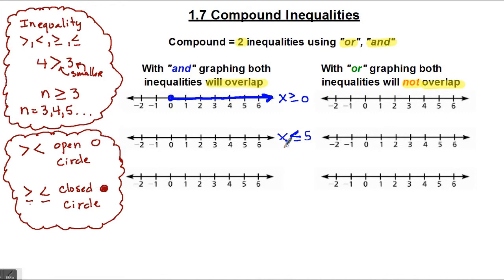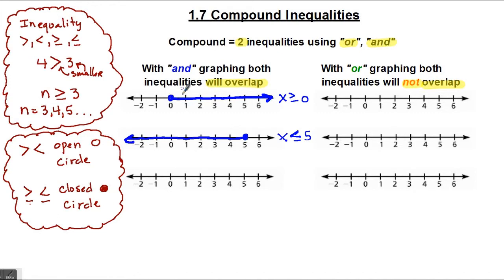Okay, so here's the other one. X has to be less than or equal to 5. Again, it's got the equal sign underneath, which means it's going to be a closed circle. So here's 5. X can be 5 or anything smaller than 5. So that means if I graph it, I'm going to be pointing this inequality towards the left.